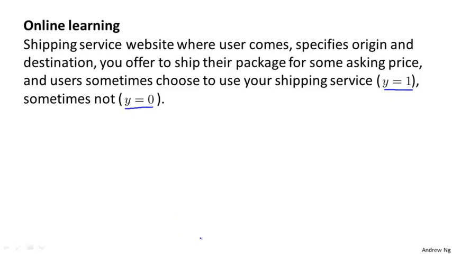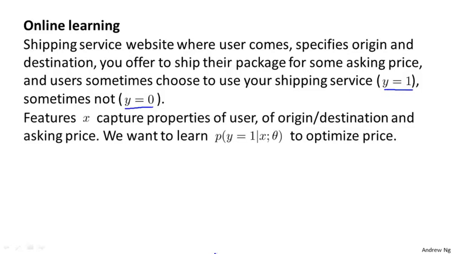So let's say that we want a learning algorithm to help us optimize the asking price that we want to offer to our users. Specifically, let's say we come up with some set of features that capture properties of the users, if we know anything about the demographics, the origin and destination of the package, and the price that we offer to them for shipping the package. What we want to do is learn the probability that they will elect to ship the package using our shipping service given these features. And again, as a reminder, these features x also capture the price that we're asking for.